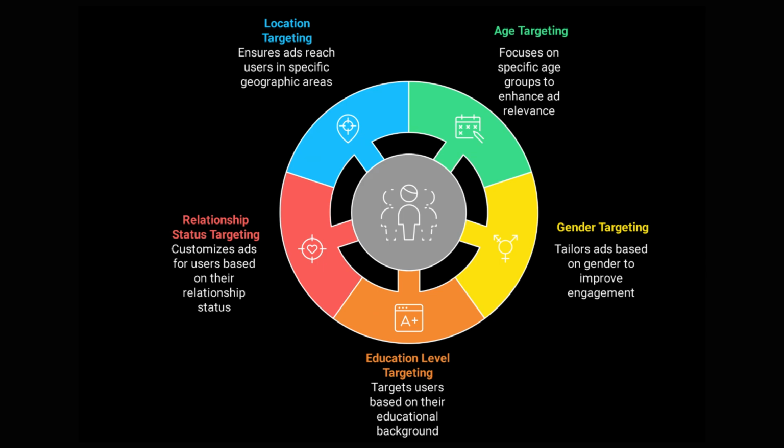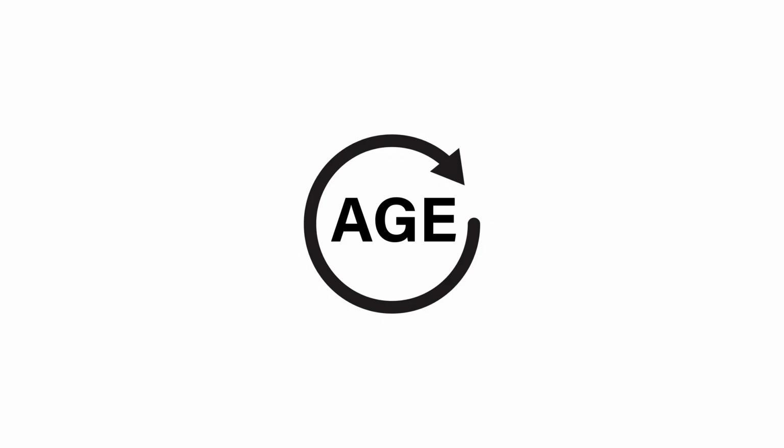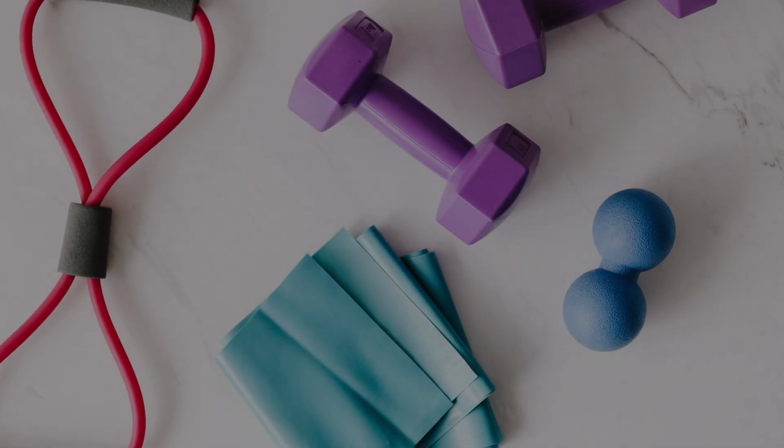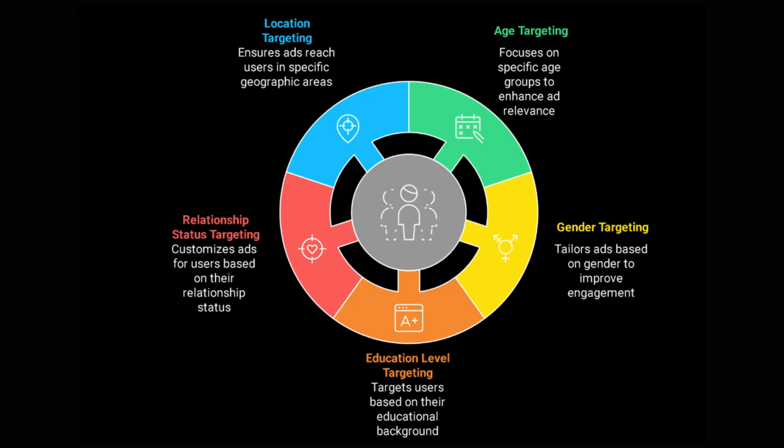Start by creating a customer persona. Consider factors like age, gender, location, interests, and pain points. For example, if you're selling fitness gear, your target audience may be health-conscious individuals aged 25 who frequently engage with fitness content online. Use surveys, interviews, and analytics to gather data that informs your persona. Once you've defined your audience, you can start leveraging Facebook's powerful targeting tools.